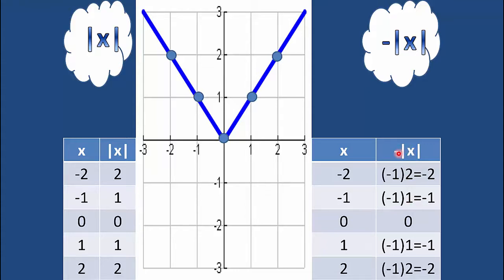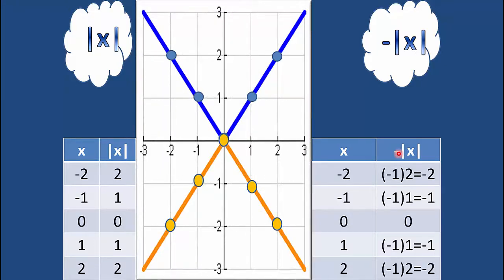Well, if you think about the effect that would have on the graph, it's going to just flip it over the x-axis, right? Every positive y value becomes negative. Now, if we had negative y values, they would become positive. Everything is flipped. So it turned that graph upside down is what happened.